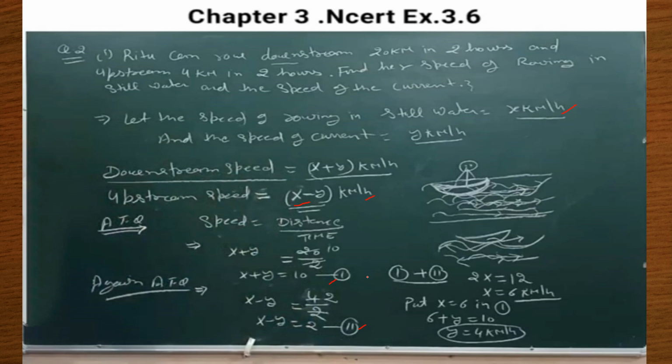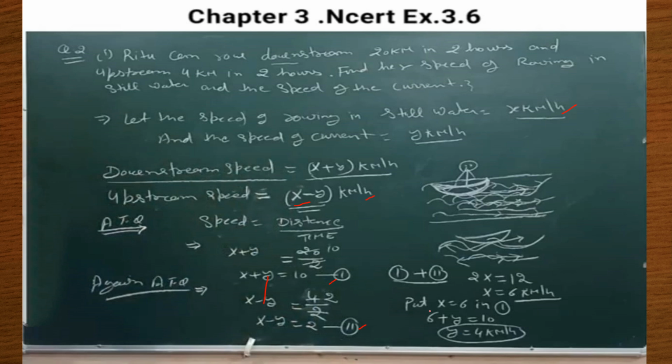Now we have to add the first and second equations. When we add, students, you look here: x plus y equal to 10 and x minus y is equal to 2. When we add, this plus y and minus y will cancel. Now x plus x is 2x. So we have 2x is equal to 12. x is equal to 6 kilometer per hour.